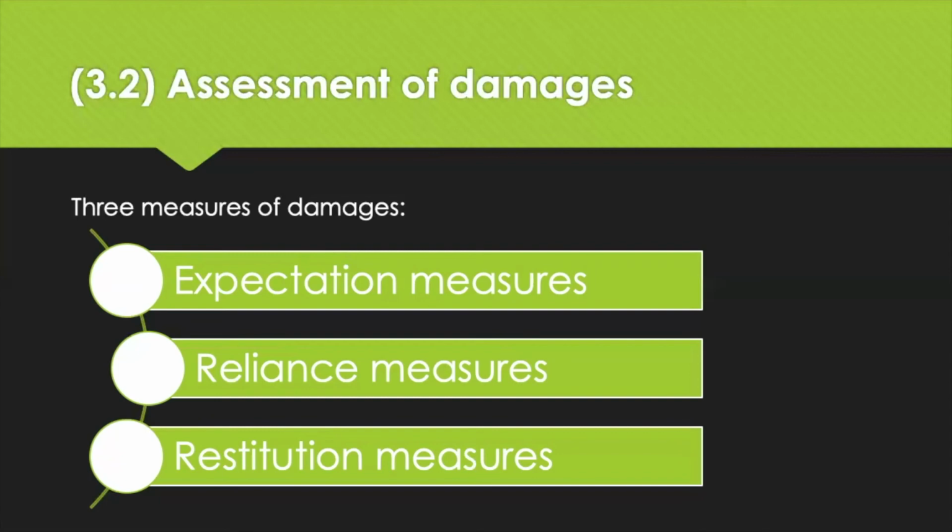Expectation damages and reliance damages are alternative measures. They cannot both be awarded.